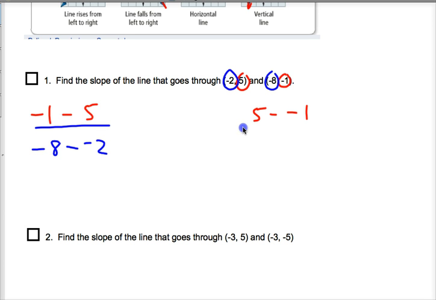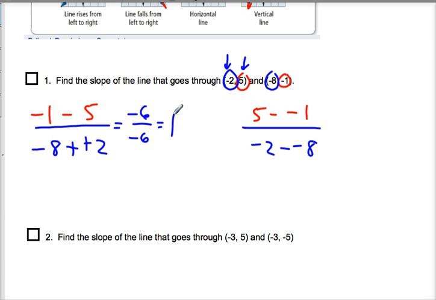On the right, had I started with the 5, I would have had to start with the -2 and subtract -8. Now if you do this right, it doesn't matter. On the left, on the top, I get -6. On the bottom, I switch this to plus, I get -6. And -6 over -6 is 1. If I'd have been the person on the right, I would have switched top to plus, got 6. Switched the bottom to plus, got 6. It still got the same slope of 1. So it doesn't matter which y you start with, it's just make sure you start with the x that goes with it on the bottom.